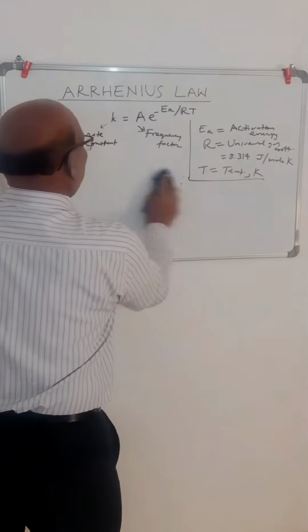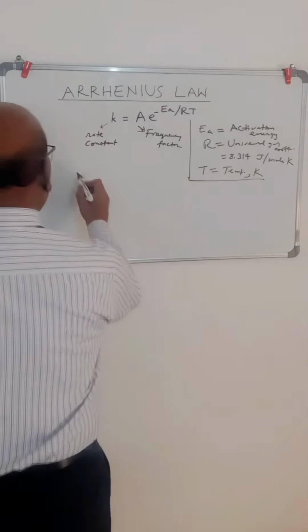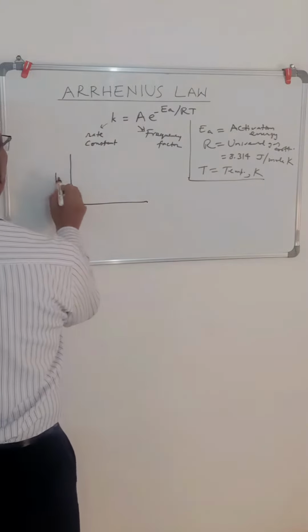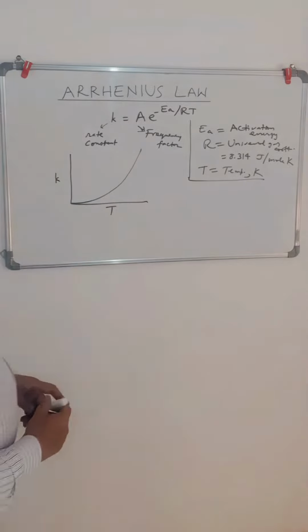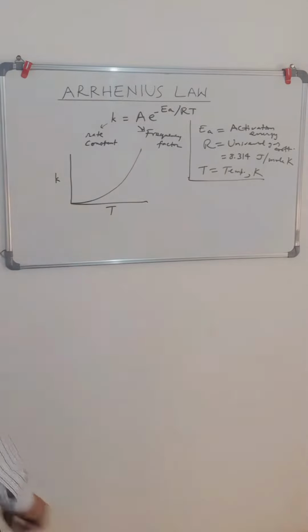अभी how this k varies with temperature, अगर आपसे ये पूछ लें how k varies with temperature, so इसका जो कर्व होगा that will be somehow like this. Suppose this is k and this is temperature, and it will vary exponentially like this. Okay, so this is how the rate constant varies with temperature.